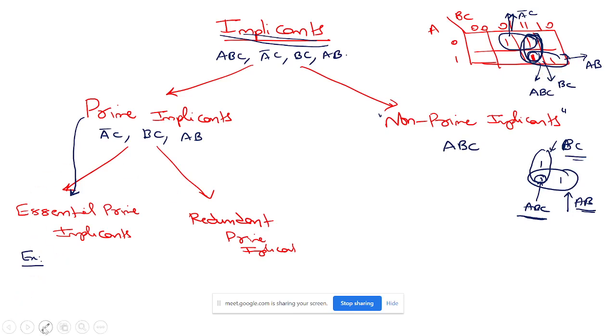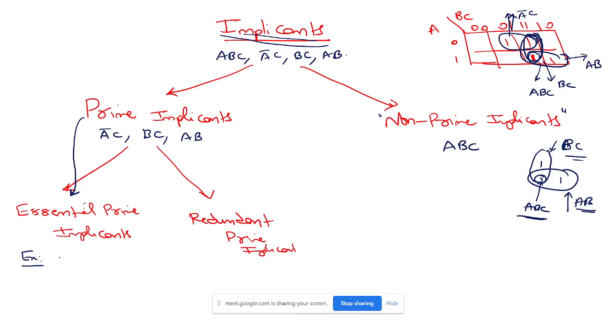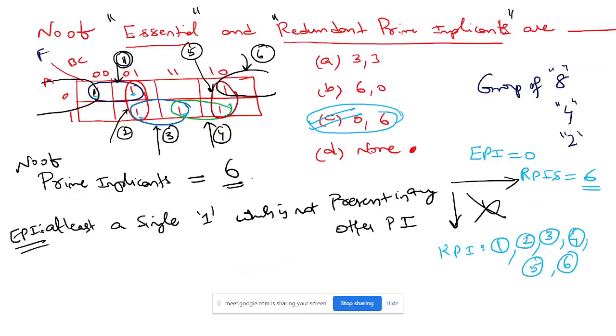Let me write it. A bar C becomes essential prime, AB becomes essential prime, and BC doesn't have at least a single one which is not present in anything else, so it will become redundant prime. This is what summarizes everything known about implicants. Do you have any questions? If you are clear, then we will solve this problem. This problem I asked you to solve last week, right?